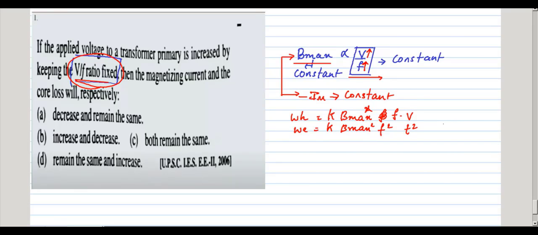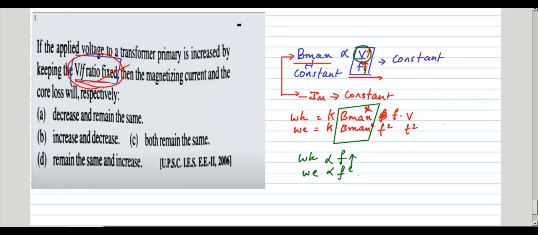is the frequency. So here Bmax is constant. The V by f ratio is constant, which means Bmax is constant. That implies hysteresis loss is proportional to the frequency, and eddy current loss is proportional to the frequency square. So if I maintain the flux while increasing the voltage, I have to increase the frequency.